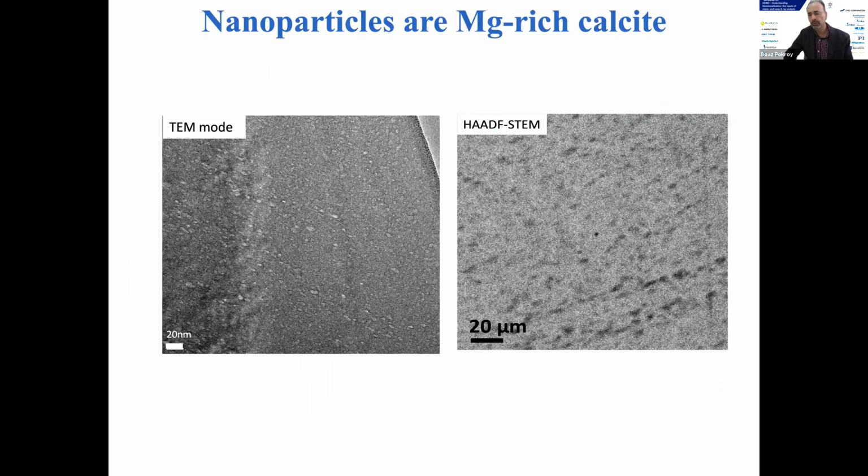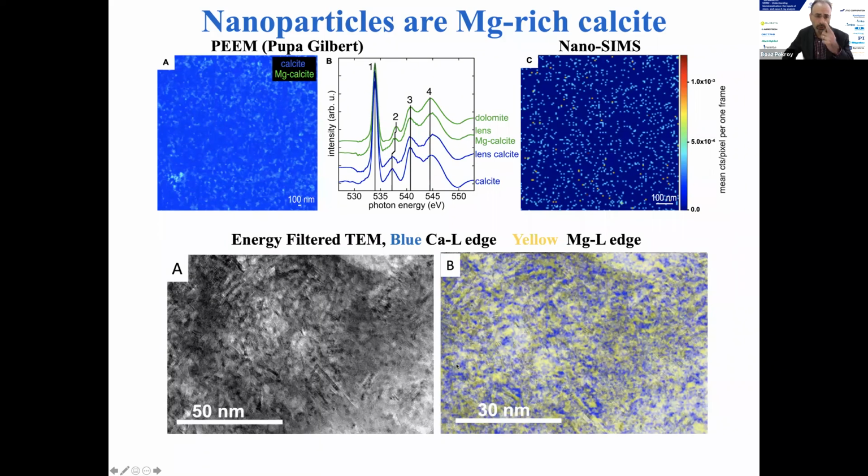So now we go back to TEM. This is done, of course, at home, not in the synchrotron. In TEM mode and in HAADF STEM mode, you can see that these particles can actually be imaged. This is, of course, a single crystal matrix, but you see that you have these bright spots here. And in HAADF STEM, which is Z contrast, they are darker, meaning it's something which has a lower Z number. And with other methods that we use together with Pupa Gilbert, using PIMS, we could show that these particles are rich in magnesium.